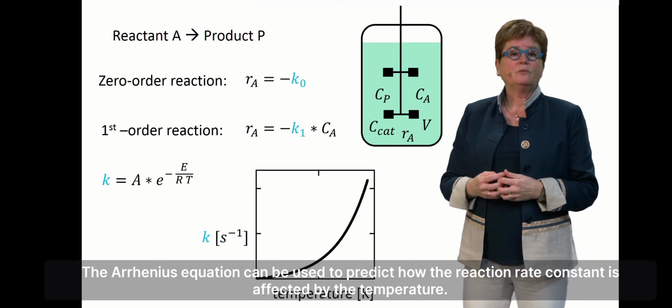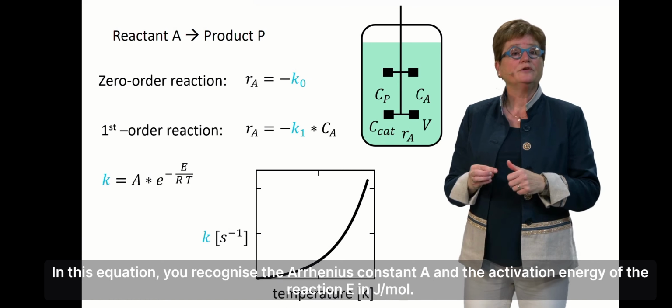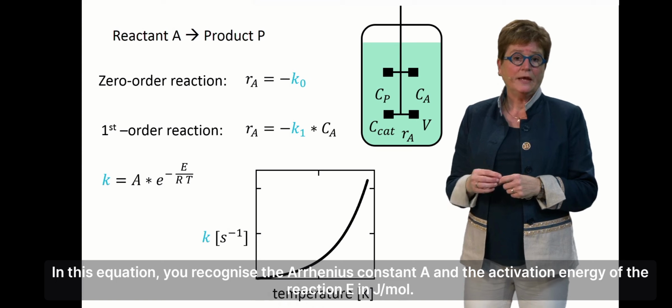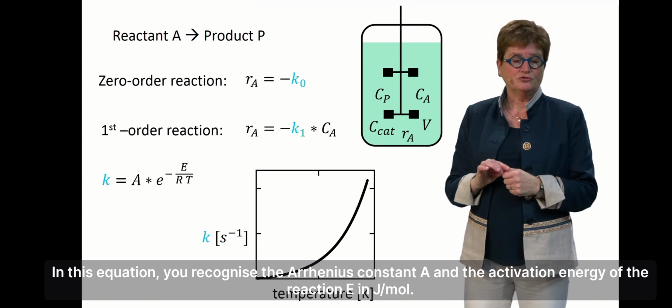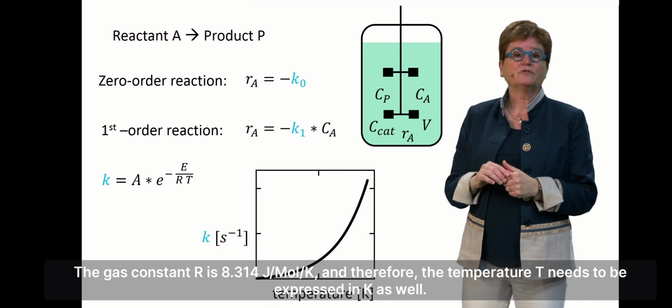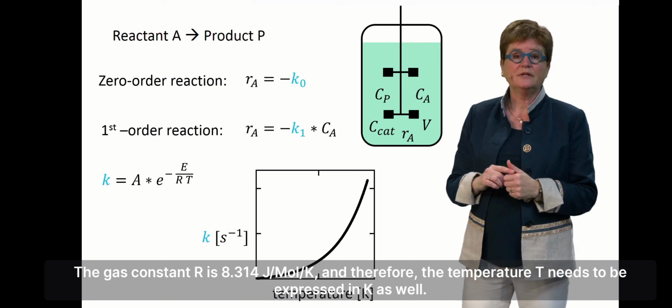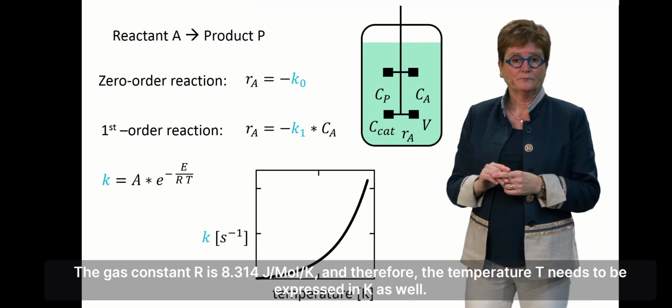The Arrhenius equation can be used to predict how the reaction rate constant is affected by the temperature. In this equation, you recognize the Arrhenius constant A and the activation energy of the reaction E in joules per mole. The gas constant R is 8.314 joules per mole per Kelvin, and therefore the temperature T needs to be expressed in Kelvin as well.